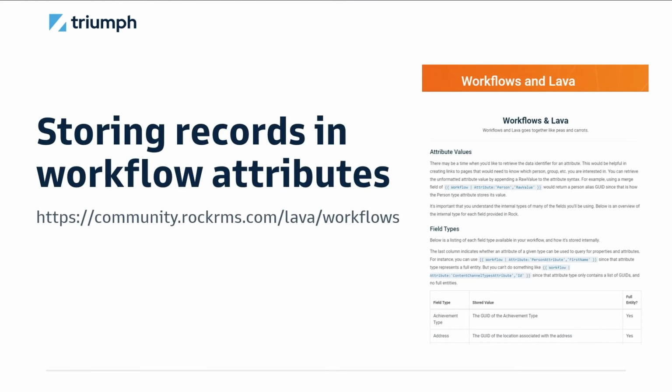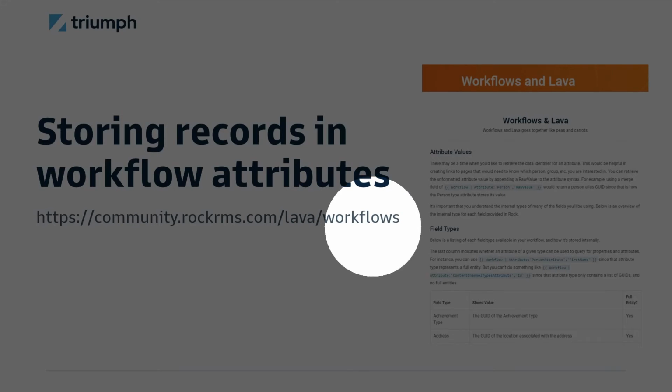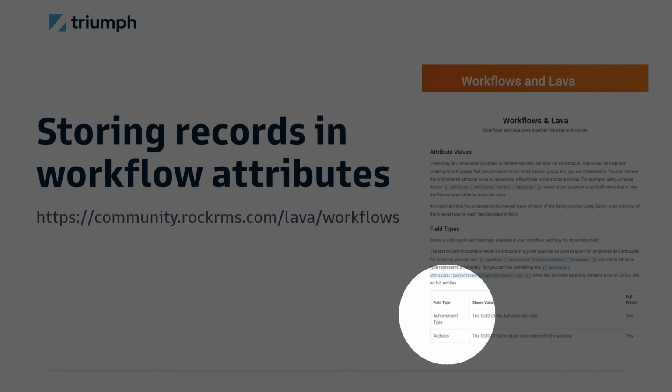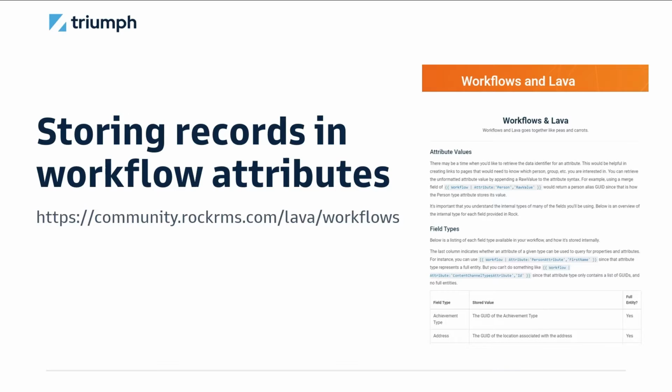Now, how do we know that we need to use the GUID to store that connection request in our attribute? That you're going to find documented on our community site. If you go to /lava/workflows, this is going to show you all of the field types that we have available for your workflow attributes and what you need to pass through in the URL or in Lava to store one of those records in that attribute.